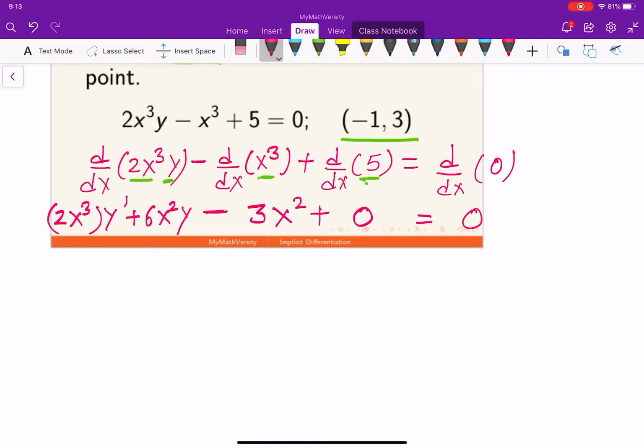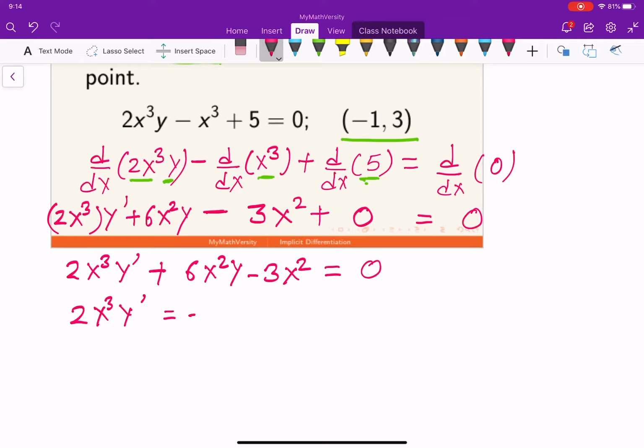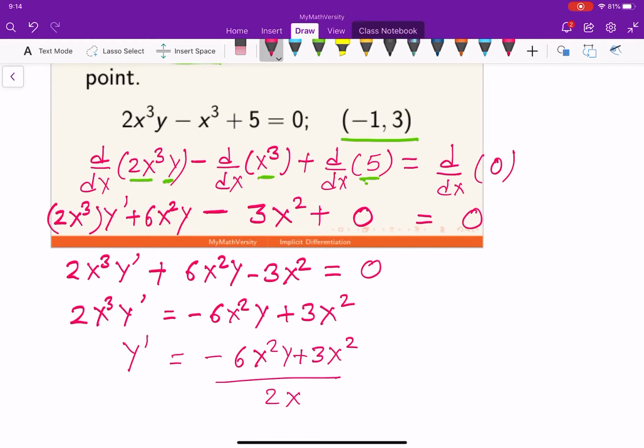Now we need to solve for y prime. Let's see which term has y prime. This term has y prime, and the remaining terms don't involve y prime. So we can isolate the y prime term by subtracting 6x squared y on both sides and adding 3x squared on both sides. Then we isolate y prime by dividing by 2x cubed on both sides, and when we do that, we find y prime.